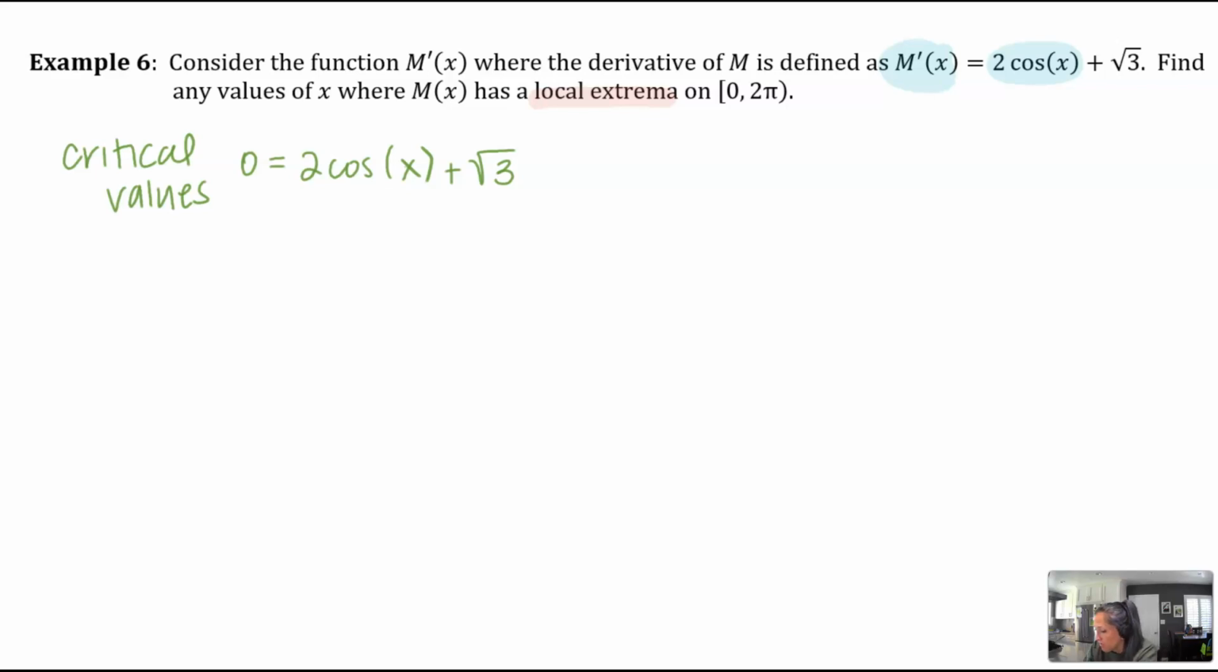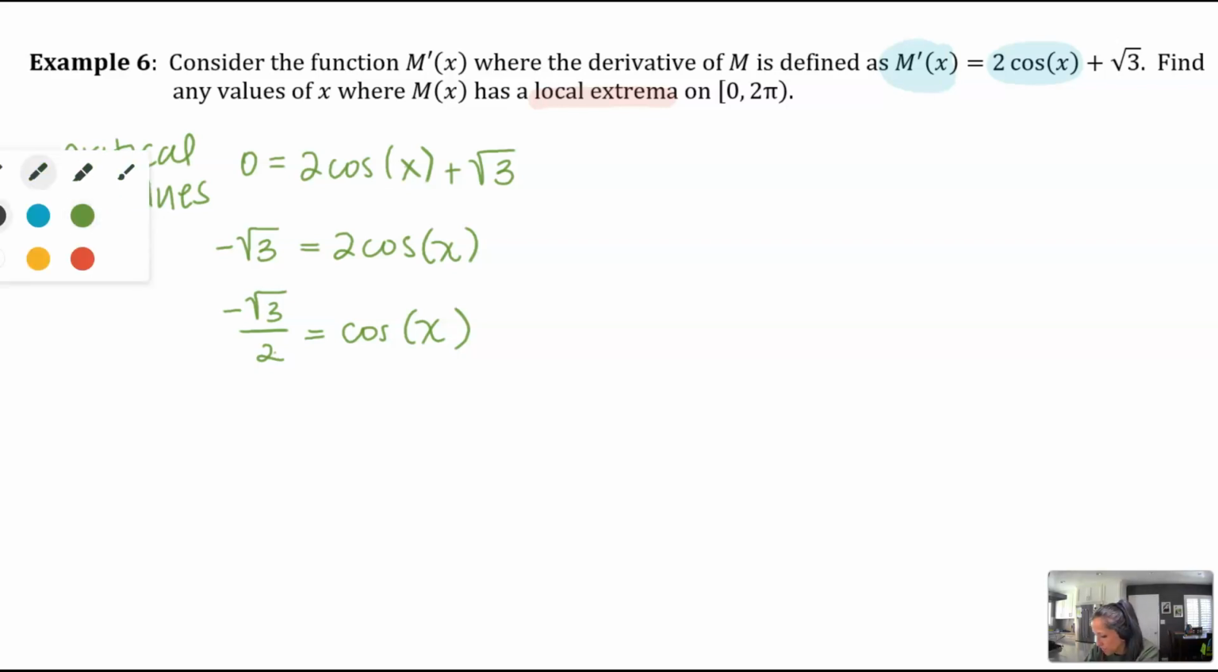But anyways, solving this, we need to isolate our 2 cosine of x. Technically, we need to isolate our cosine of x. So we end up with negative root 3 over 2 is equal to our cosine of x. And just like many of our polynomials factor, many of our trig values end up on the unit circle when we're in math class. So we have to think about our unit circle or our graph. You know me, I'm going to do both.